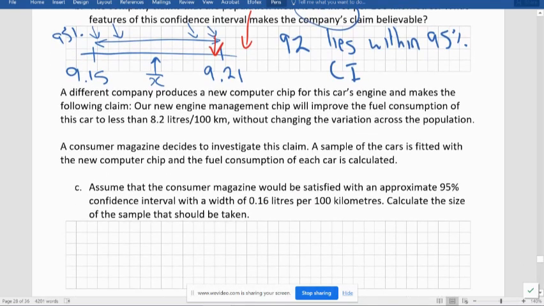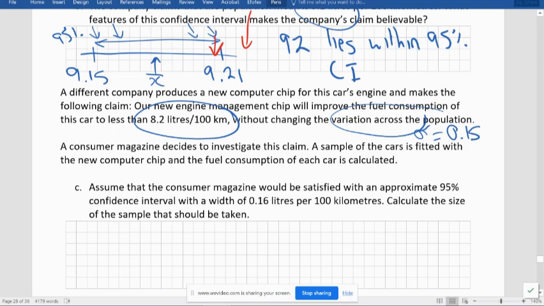All right, so we've got a different company that produces a new computer chip for a car engine and makes the following claim. A new engine management chip will improve the fuel consumption of this car to this. Okay, so they're going to change it without changing the variation across the population. What they're trying to say there is they're going to keep the standard deviation the same, and the standard deviation was 0.15. Okay, so that may have been missed by you guys.